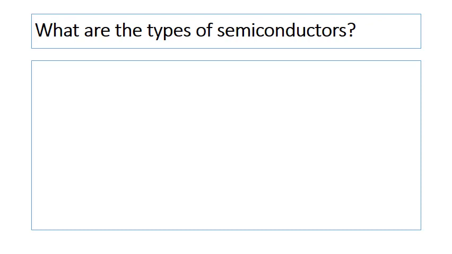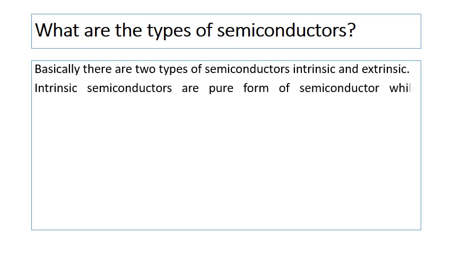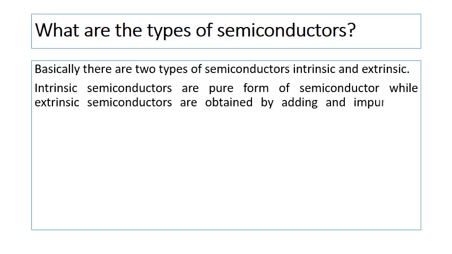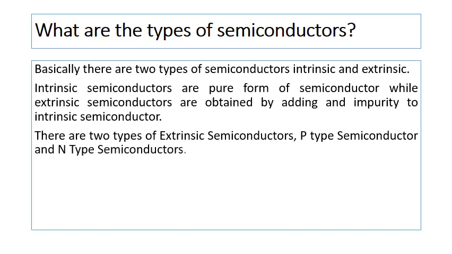What are types of semiconductors? Basically, there are two types of semiconductors, intrinsic and extrinsic. Intrinsic semiconductors are pure form of semiconductor while extrinsic semiconductors are obtained by adding an impurity to intrinsic semiconductor. There are two types of extrinsic semiconductor, p-type semiconductor and n-type semiconductor.